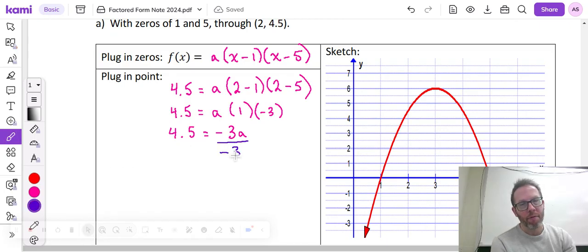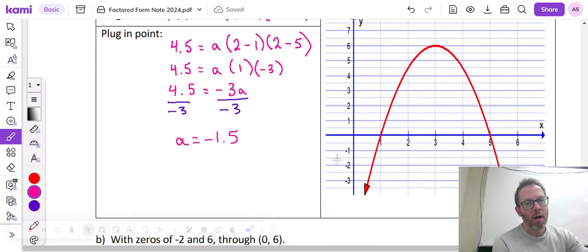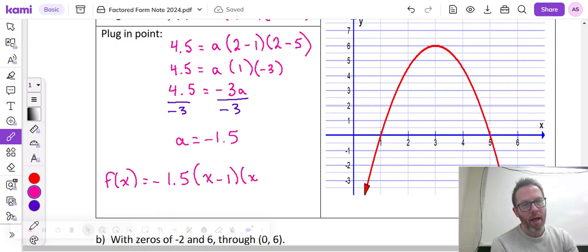Divide both sides by negative 3. And what is that? I think that's negative 1.5, right? Yeah. Negative 1.5. And then we'll just write out what the equation is. So it's negative 1.5, and then x minus 1, x minus 5.